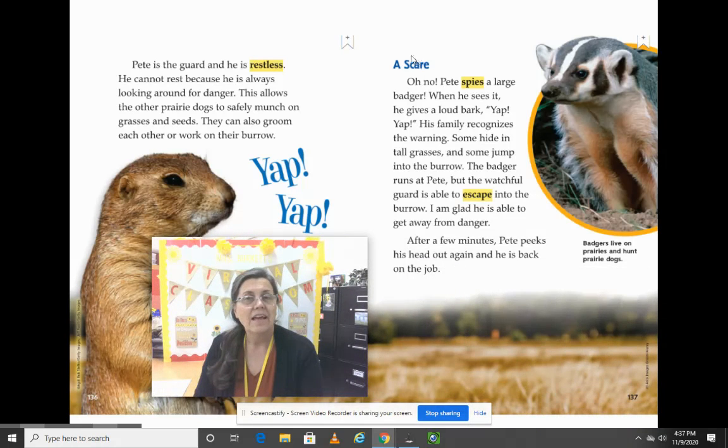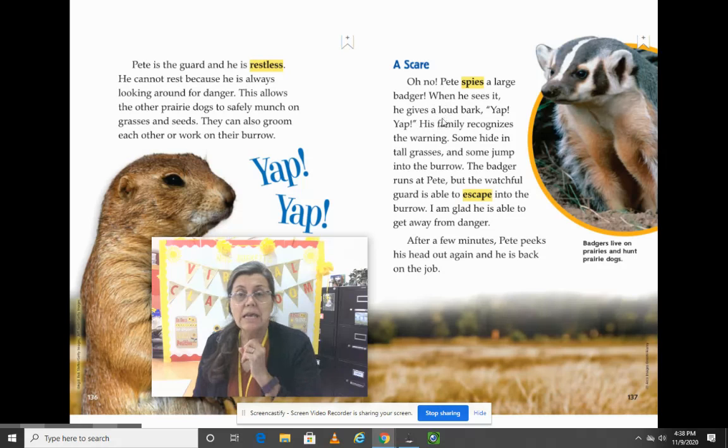Look here. What do we have? The author's trying to give us a heads up, so we call that a heading, that the next section's not going to be about what they do in the morning, but there's a scare. So that tells me, that prepares my thinking that there must be something scary going to happen in the next section. Oh no, Pete spies a large badger.